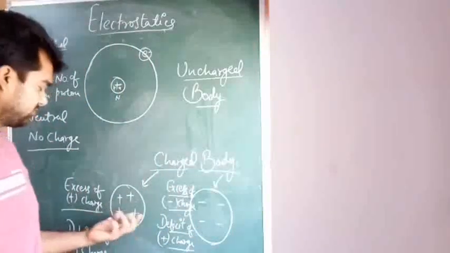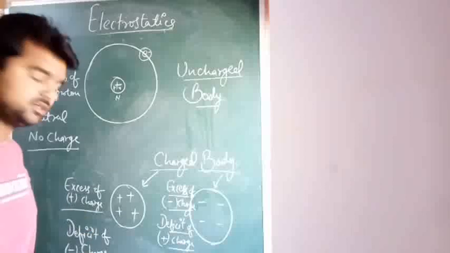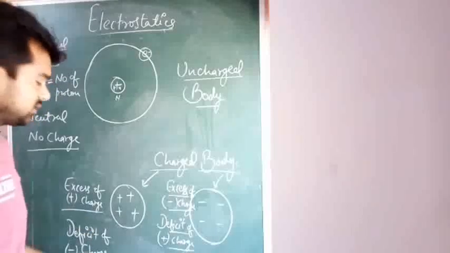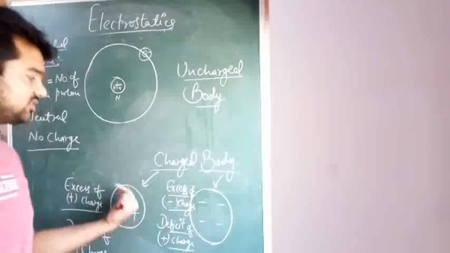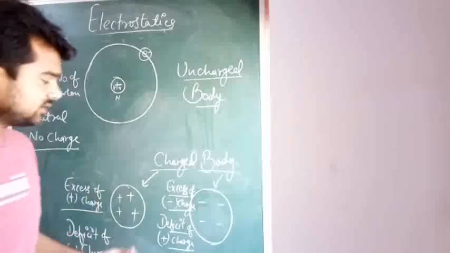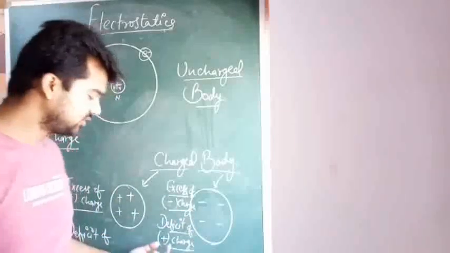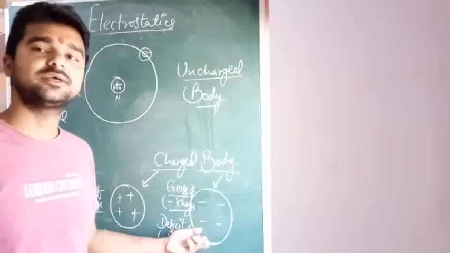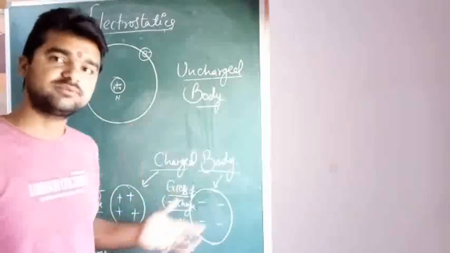That there should be an excess of positive or a deficit of negative charge, that we are going to term as a positively charged body. But when there is an excess of negative charge and a deficit of positive charge, we are going to term it as a negatively charged body. Okay, so that is the concept that we need to understand.